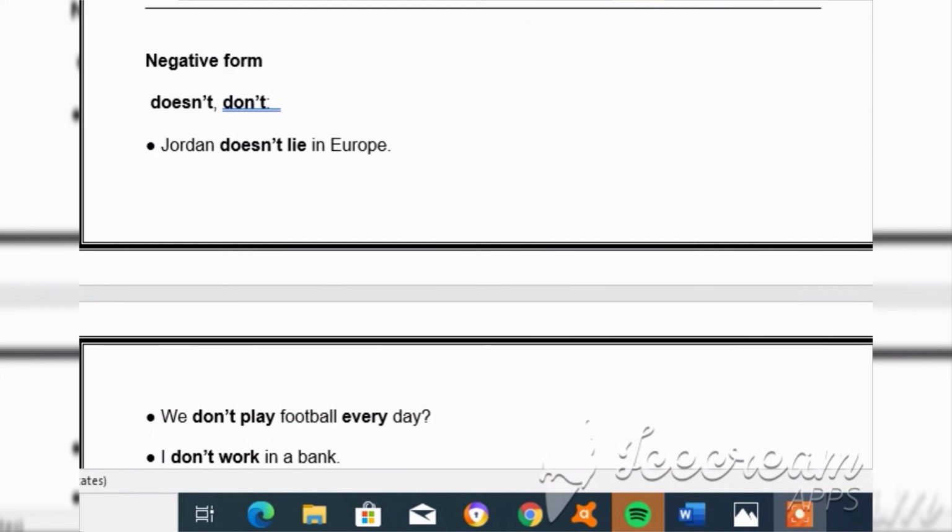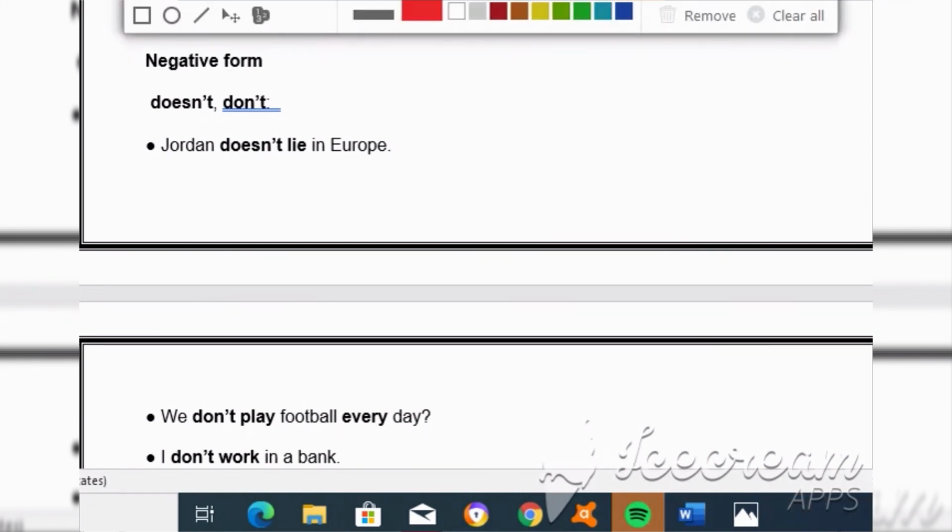Now we have the negative form of this verb. What is the negative form? Doesn't with the singular he, she, it, and don't with the plural I, we, they, you. Jordan doesn't lie in Europe. Jordan is singular. We add doesn't. We don't play football every day. We don't. Don't because we have we.